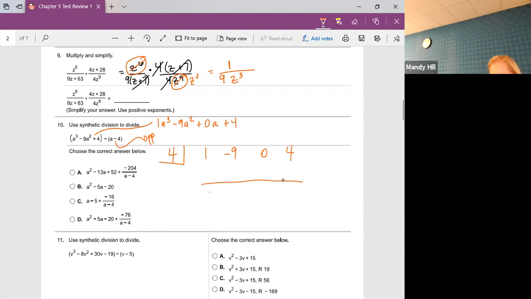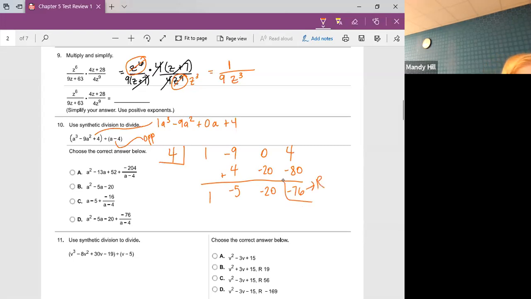Bring your 1 down. You're going to do 1 times 4, get 4. Then you're adding negative 9 plus 4 is negative 5. Negative 5 times 4 is negative 20. 0 and negative 20, negative 20. Negative 20 times 4, negative 80. 4 and negative 80 is negative 76. This right here is your remainder.